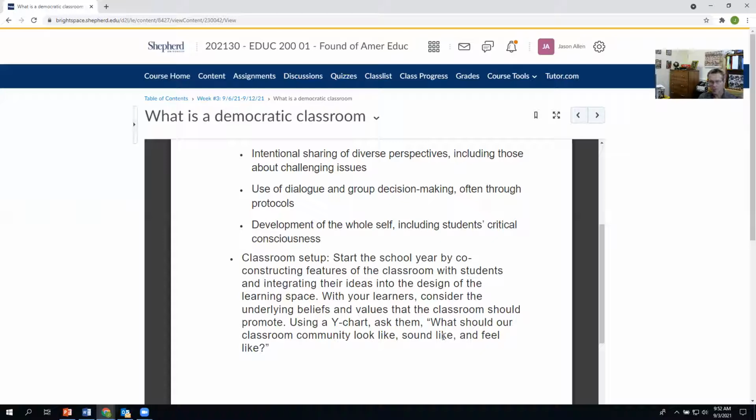An example would be, here you go, I'm going to just read it. Classroom setup: start the year by co-constructing features of the classroom with students and integrating their ideas into the design of a learning space. So maybe you'll have students design where they want to move things and the seating arrangements and things like that. With your students, consider the underlying beliefs and values that the classroom should promote. Using a chart, ask them, what should our classroom community look like, sound like, feel like? So they have a say in how you're going to design your room.